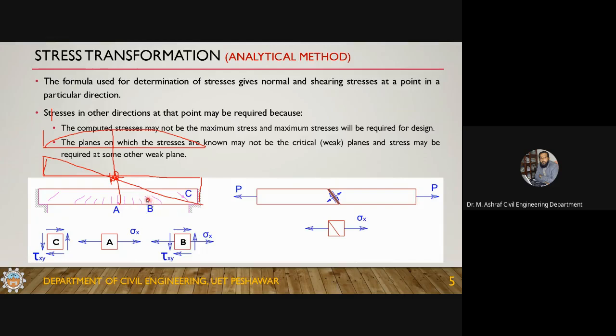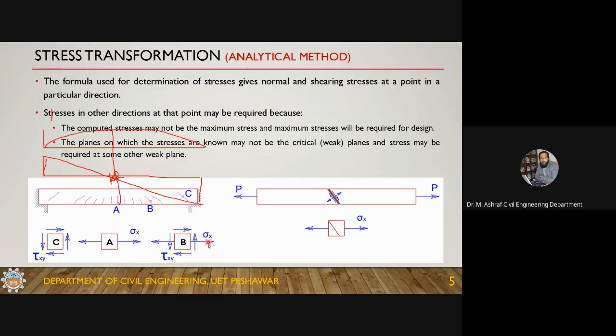There is a possibility that the stress may be maximum in this direction, at an inclined direction. That's why the crack is produced in the inclined direction. This is concrete, and concrete is very weak in tension. So the crack might have been produced because of the stresses in this direction. Then this is not the stress causing the crack at this point B. It is the stress at some inclined direction, which was probably the maximum stress. So you must be able to calculate that value.